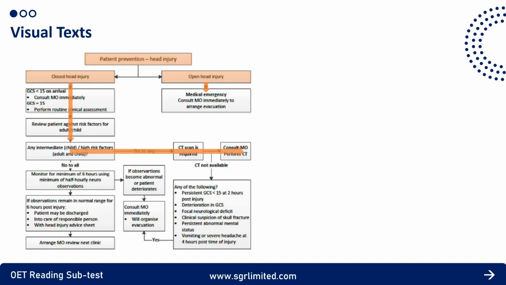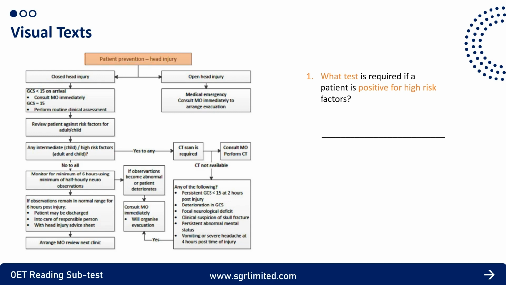Let's give this question. We need to find the tests required if a patient has high-risk factors. There is no high-risk factor in open head, so we go into closed head. We stop at the risk factor question, and then we go to yes. In there, we will find CT scan as being our test. So in here, the answer is CT scan.